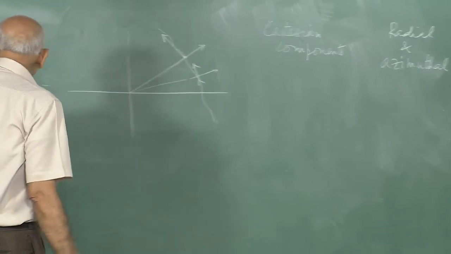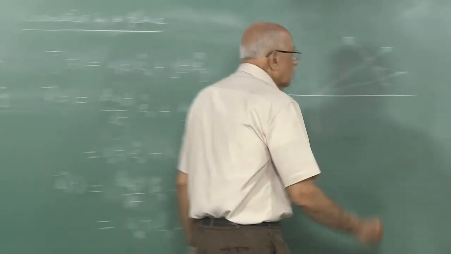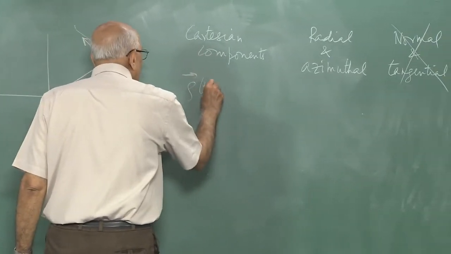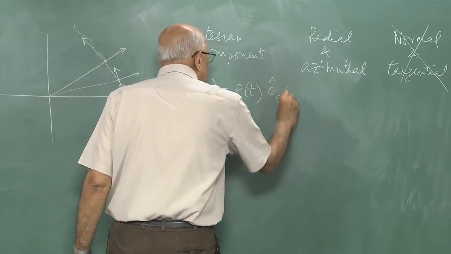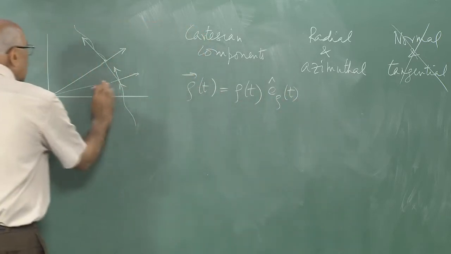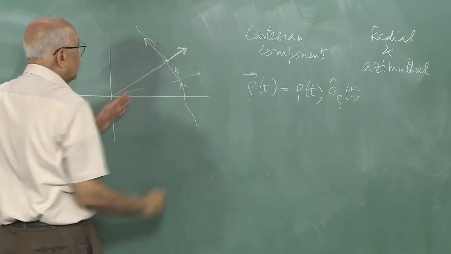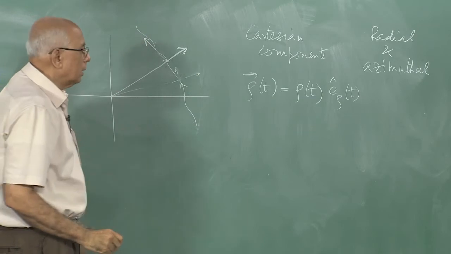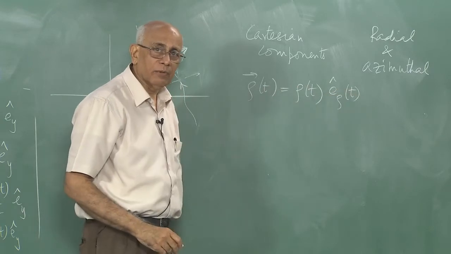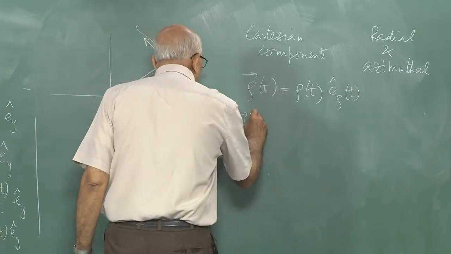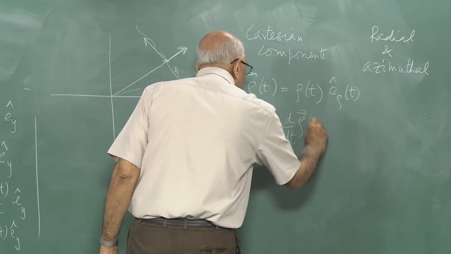So the immediate problem is the following: given this rho of t, what is the velocity equal to? Let us write rho of t equal to rho, a function of time, times e rho, which is also a function of time, because at any instant of time it is at this point, and this is e rho at that instant. A little later, e rho points in some other direction. So we have rho of t by definition equal to magnitude times the direction unit vector, and then the velocity v of t equal to d over dt of rho of t.